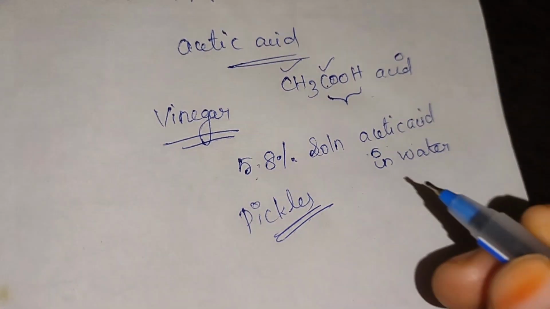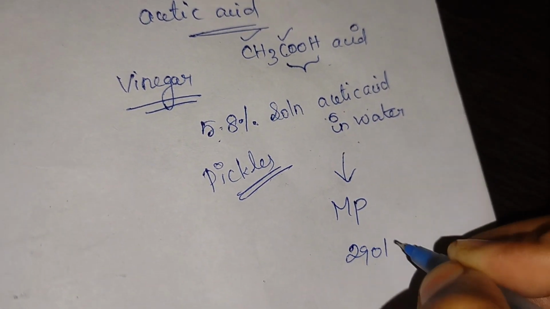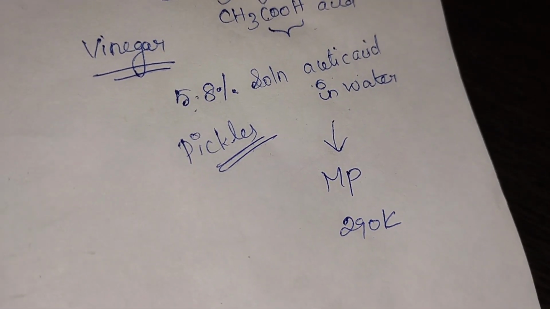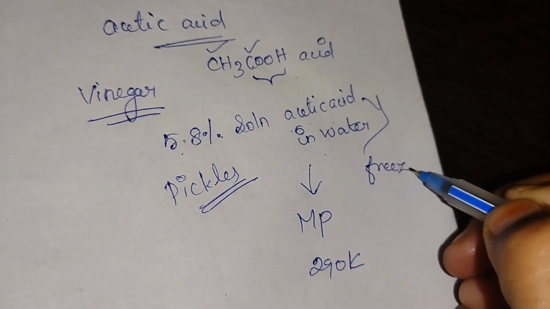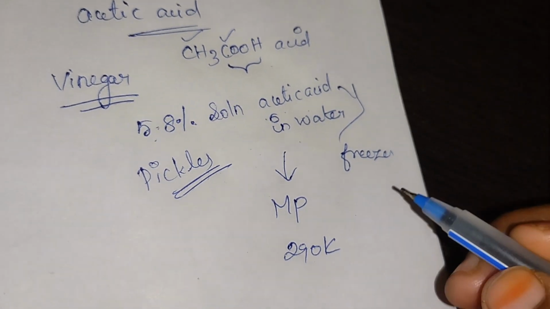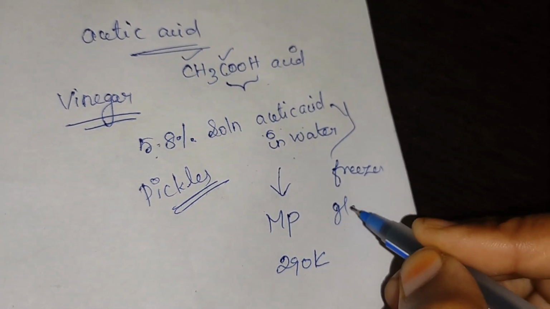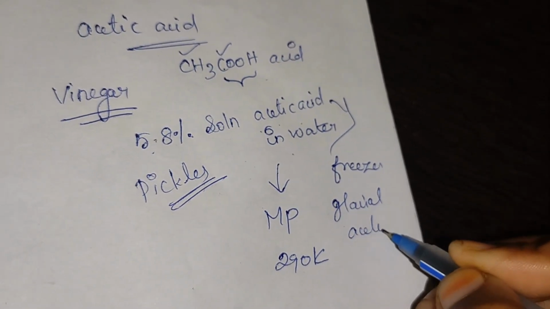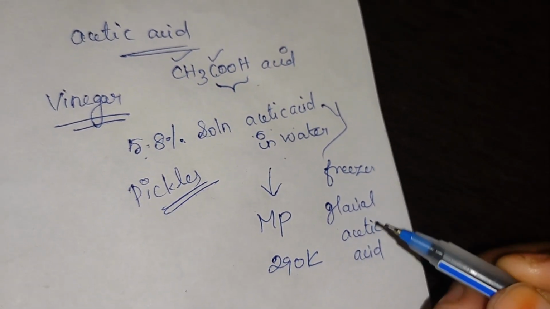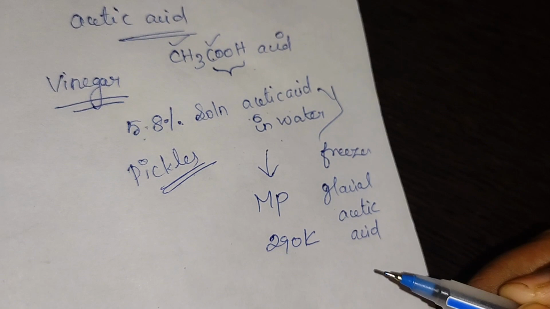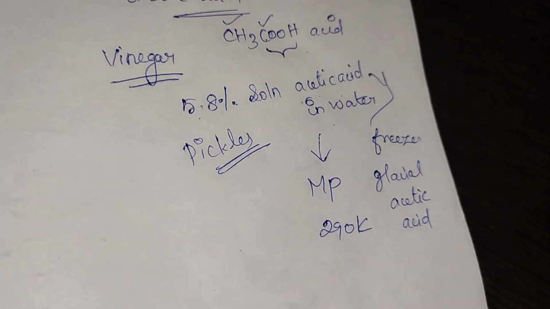And the melting point of this acetic acid is 290 Kelvin. In cold climates, this acetic acid gets frozen. So this acetic acid is also called glacial acetic acid. Why is it called glacial acetic acid? Because in cold climate it freezes, so it is called glacial acetic acid. Now we are going to see some reactions using this ethanoic acid.